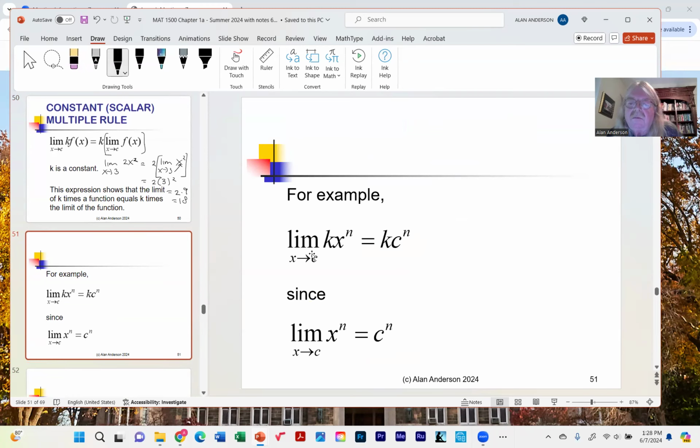So of course, that implies that since the limit as x approaches c of x to the n equals c to the n, then if there's a k involved, we just multiply the result by k. It's that simple, just like we just did.